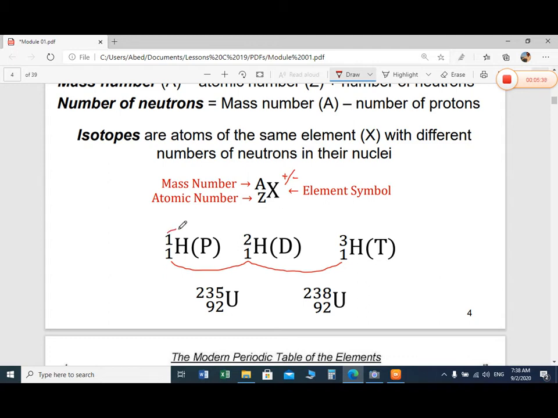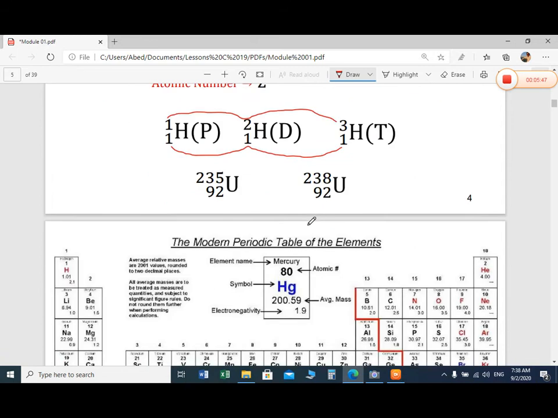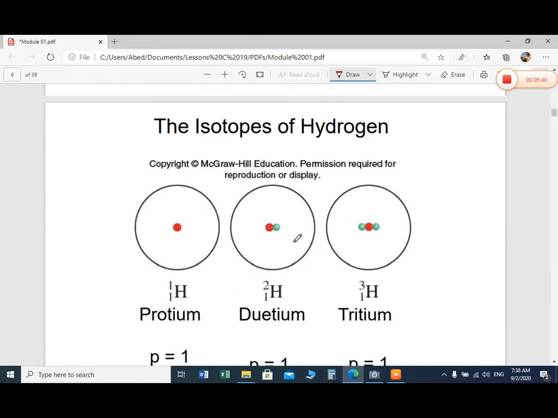This 1 changed to 2, meaning 1 neutron is added here, and then it changes to 3, meaning 2 neutrons are added here. See the diagram here, which will give you a more detailed picture of the isotopes of hydrogen. Here is 1 proton only, no neutron, so the mass number is 1 and the atomic number is also 1. Here we have 1 proton, so the atomic number remains the same, 1, but 1 neutron is additional, so the mass number will be 2. And in tritium, which is the name of this isotope, there is 1 proton and 2 additional neutrons, so the total is 3, so the mass number will be 3.